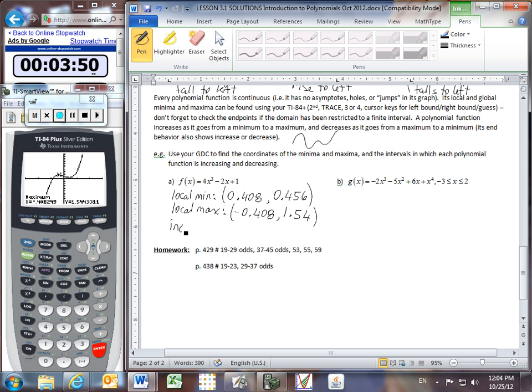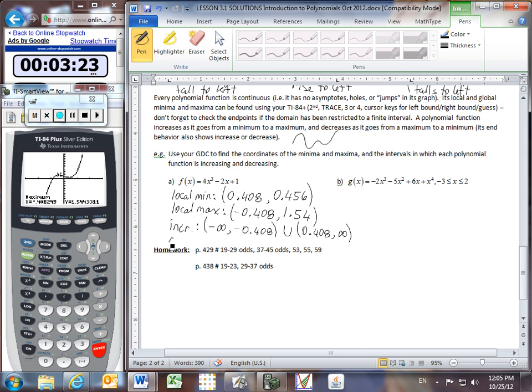And then we also need to describe the intervals in which the polynomial function is increasing and decreasing. Alright, so first of all, our intervals of increase, we can see that it's increasing all the way here. It's rising. And so everywhere from -infinity up to -0.408. And then also there's another region where it's increasing, everywhere from the local minimum up until, well, forever. So 0.408 up to +infinity.